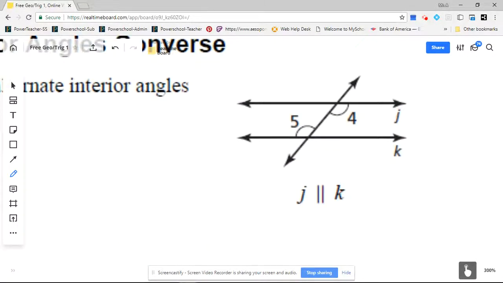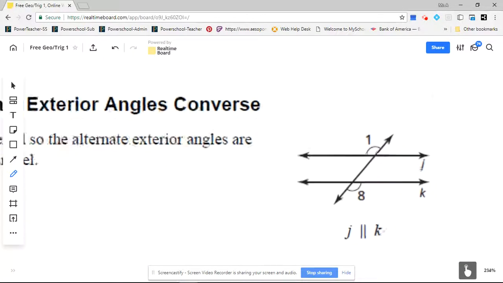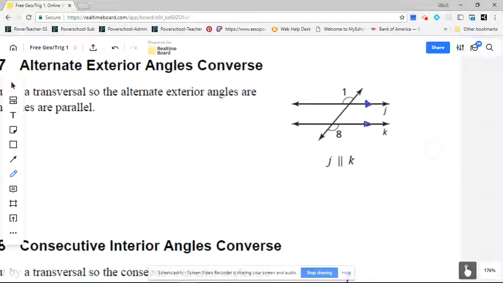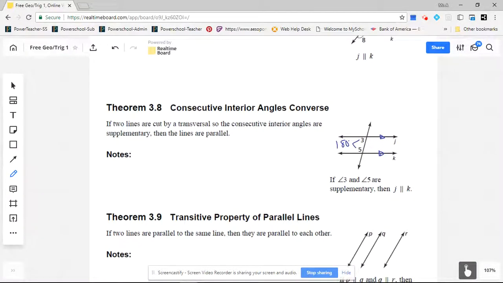Same thing up here. If you see alternate interior angles, you would then be allowed to draw in the arrows because they have to be parallel. If 4 and 5 are equal, the only way they could be equal is if the lines are parallel. So those would have to be parallel lines. Same thing with 1 and 8. If you see 1 and 8 are equal, then J and K have to be parallel to each other. There's no other way that 1 and 8 can be equal unless they're parallel lines. And if you see that 3 and 5 add up to 180, then you could put the arrows in there because they have to be parallel. So that would be the four theorems.